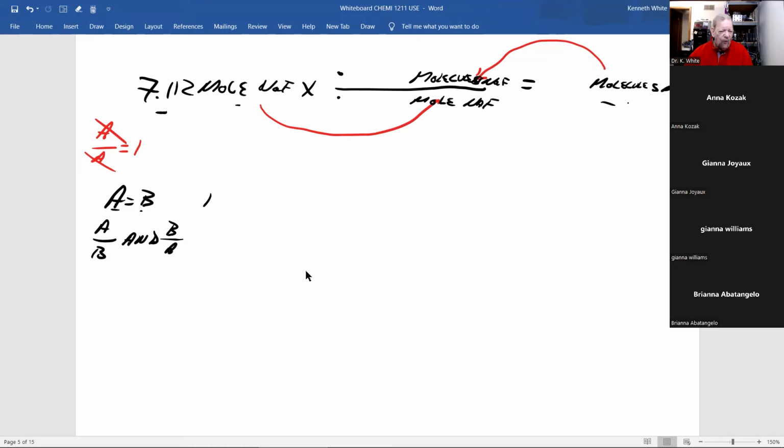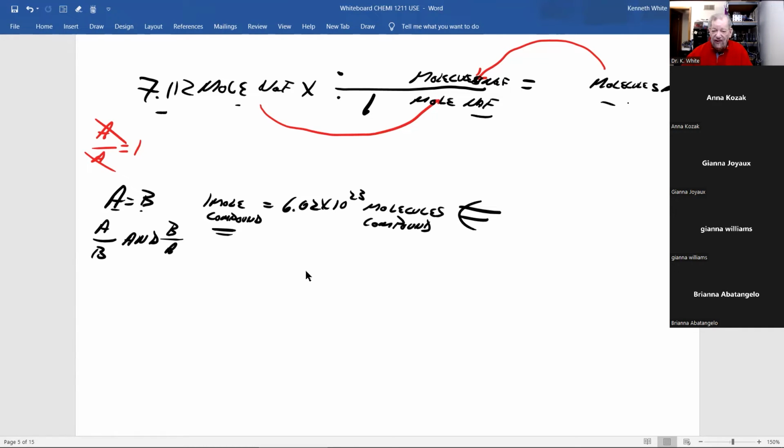And here we have 1 mole of compound equals Avogadro's number. You should know 6.02 times 10 to the 23rd is Avogadro's number of molecules of that compound. Therefore, up here, molecules, from this statement: 1 mole of a compound, and sodium fluoride is a compound, equals 6.02 times 10 to the 23rd.